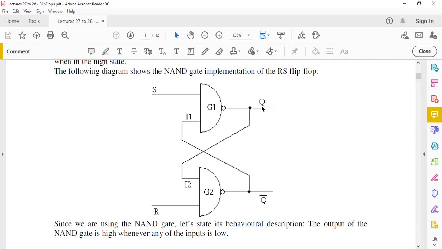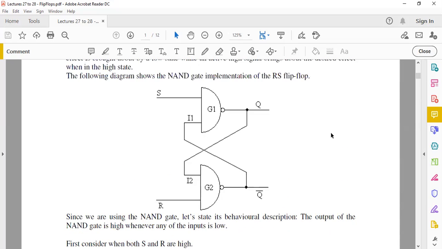We expect these two outputs to have complementary states, meaning opposite states. So if this is high, you want this one to be low. If this is low, you want this one to be high. The output of this one is connected back to one of the inputs of NAND gate G2, and similarly Q bar is connected to one of the inputs of NAND gate G1. So let's study what happens with such a configuration.